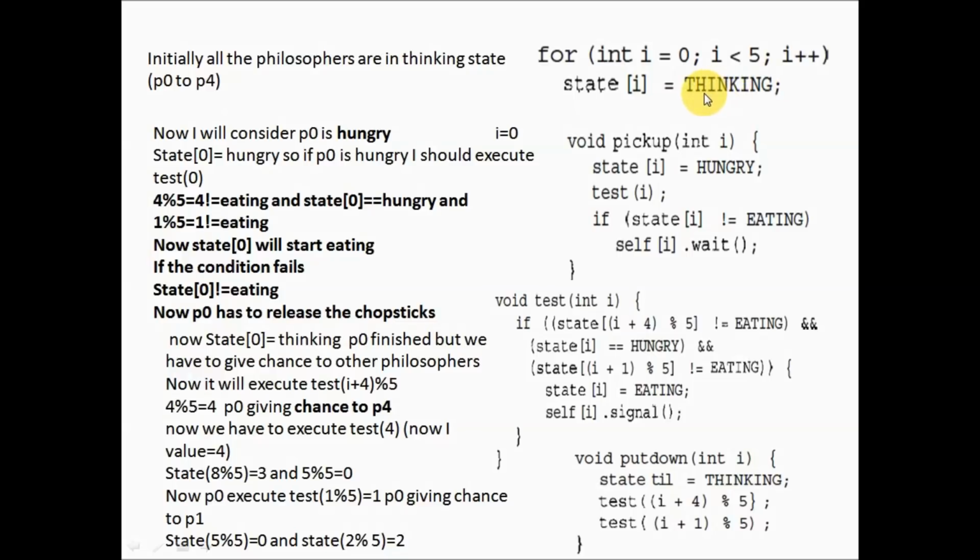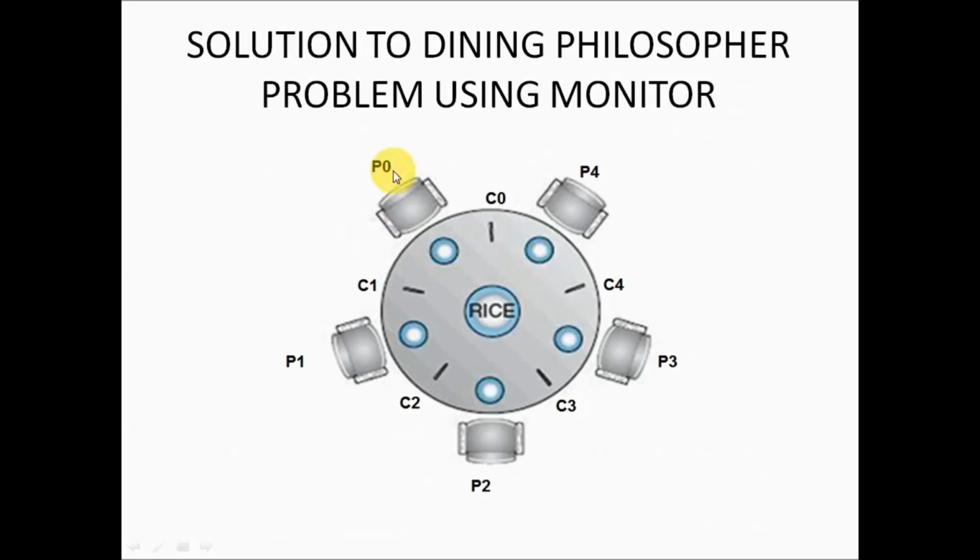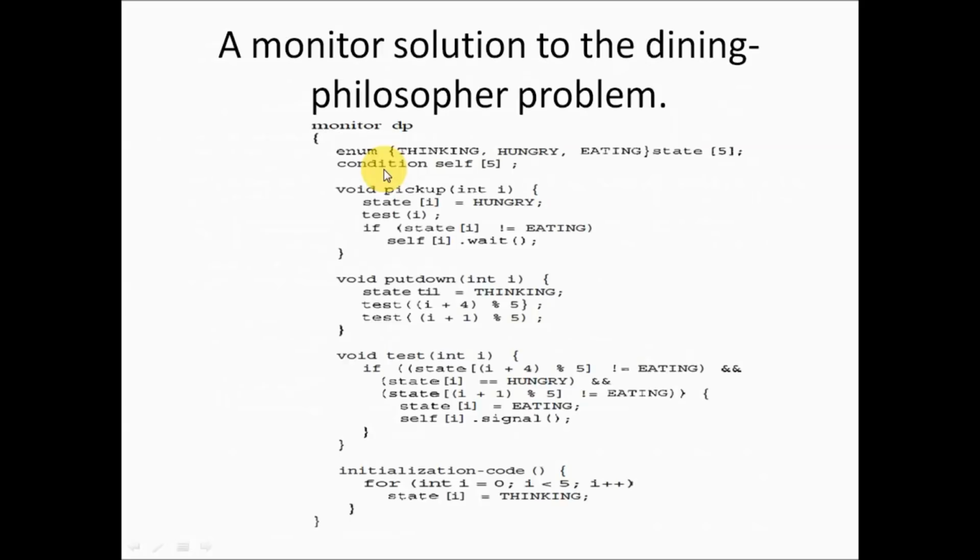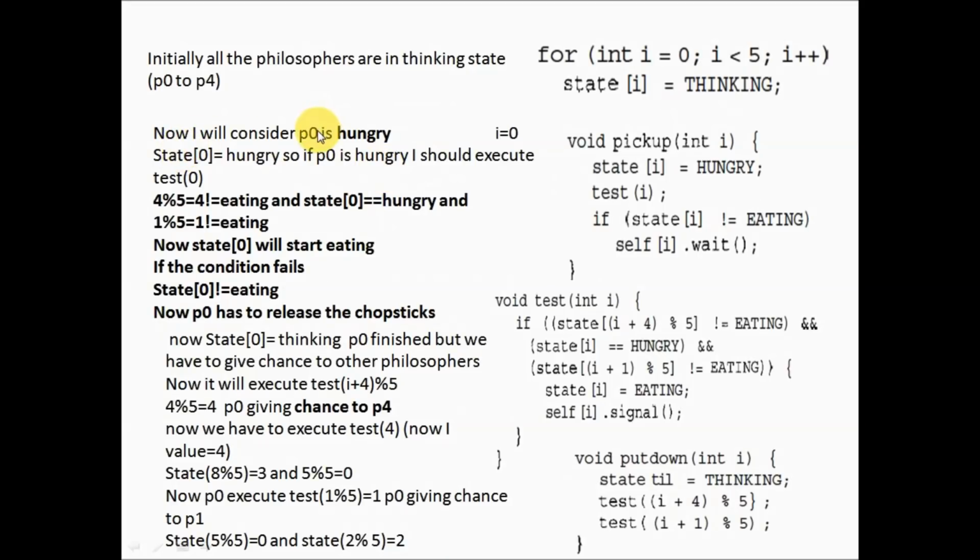Now I will consider P0, the first philosopher. Suppose P0 is hungry. Now what is the value of I? For P0, the first philosopher, the value of I is 0.